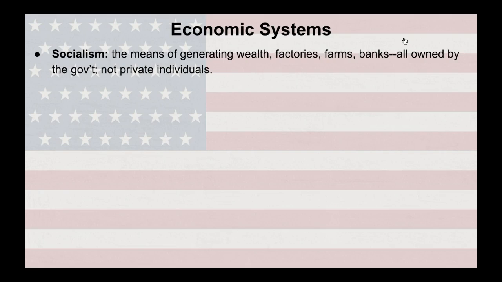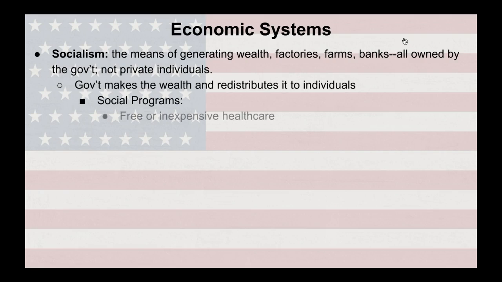And socialism is the means of generating wealth, factories, farms, banks, all owned by the government, not private individuals. And so the government essentially makes the wealth and redistributes it to other individuals. And they do this through what are known as social programs. Free or inexpensive health care, education, child care. They also do it through utilities like electricity, airlines, railroads, telecommunication systems.